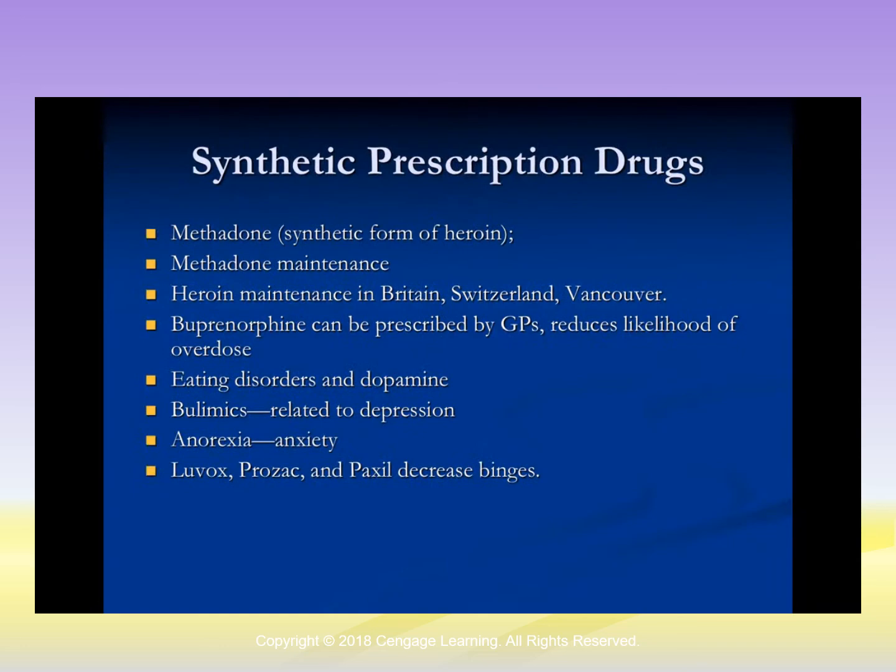Okay. In some countries and some places like Vancouver, a person for whom methadone is not working, or a very highly addicted person, can get prescription heroin. Okay. And it's not street heroin. It would be in the pill form in a doctor's office.